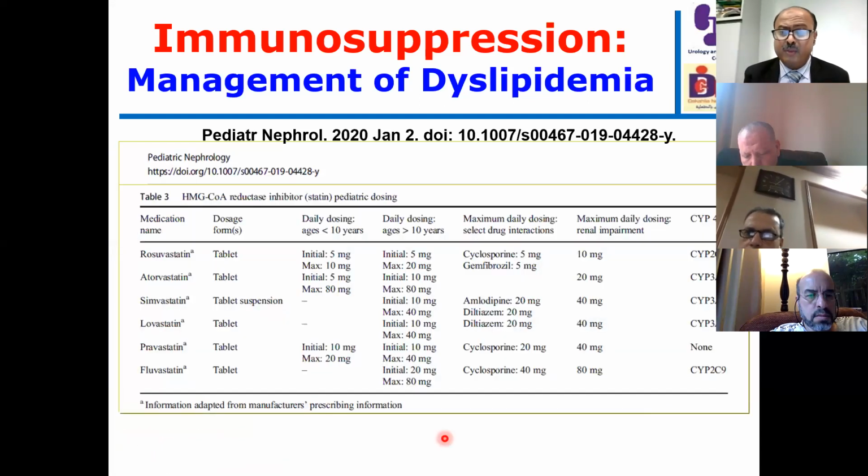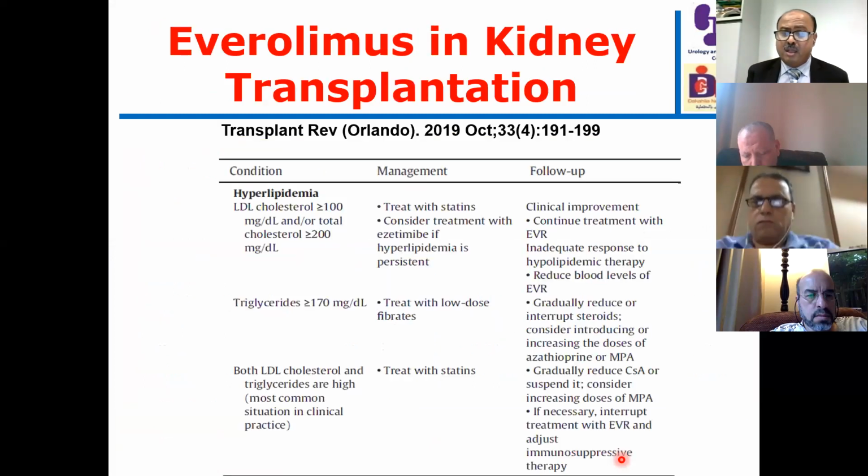In children, these are the dosages in children. I'm not going to read this table, but during the video you can pause on this table, and it shows the daily dose in children and how to handle these dosages in the presence of renal impairment and with other drugs. One of the most important side effects of immune suppressive drugs is hyperlipidemia, especially with mTOR inhibitors.